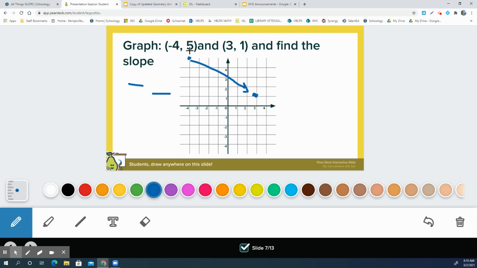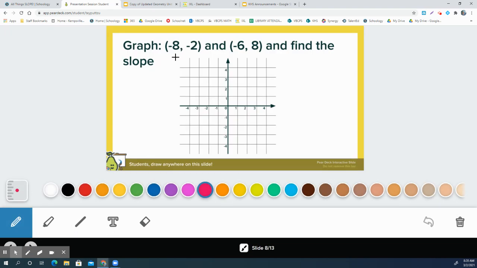Let's do the algebra. So y minus y, 5 minus 1 over -4 minus 3. 5 minus 1 is 4. And then -4 minus 3 more is my -7, right? And if we graph that, it's going to go 1, 2, 3, 4, and 1, 2, 3, 4, 5, 6, 7, -4, 7. Right? Let's just do a couple more just to make sure.